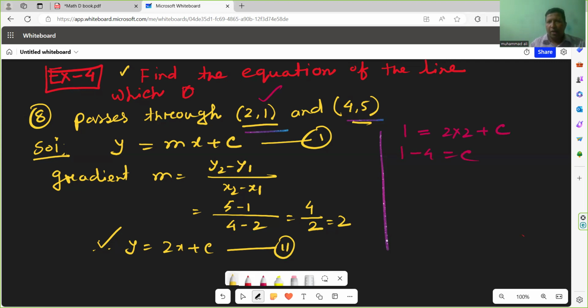After that, c equals minus 3. So put c equals minus 3 in equation 2, so we get y equals 2x minus 3. So this is the equation of the straight line. So I think everybody understands this maths.